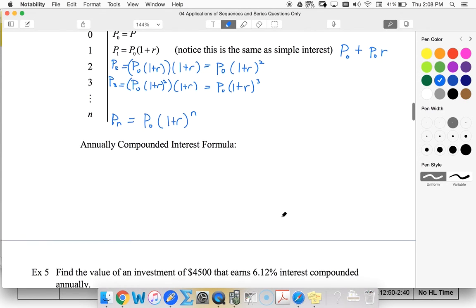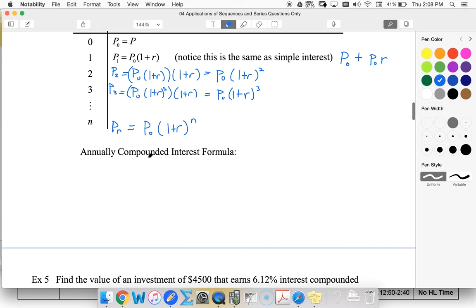Okay, so our annually compounded interest formula is, and this is what we saw back in our previous notes, that our balance is equal to our initial amount times 1 plus R to the n. And this is annually compounded. We'll look later at if we compound monthly or daily to see what happens then.